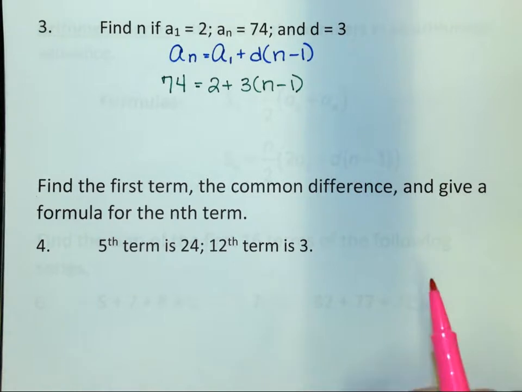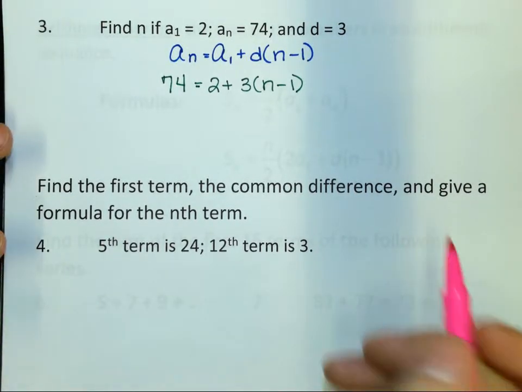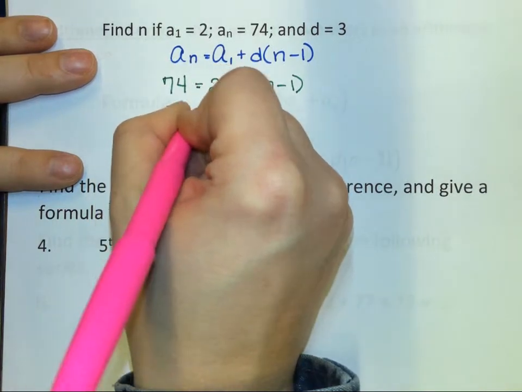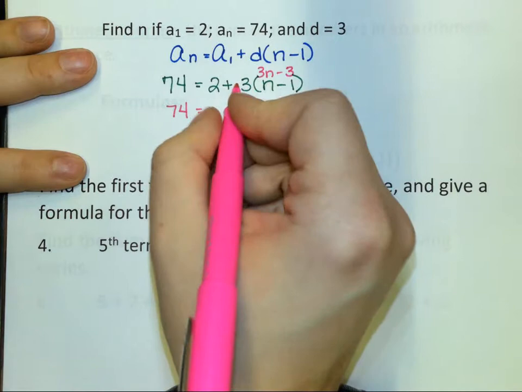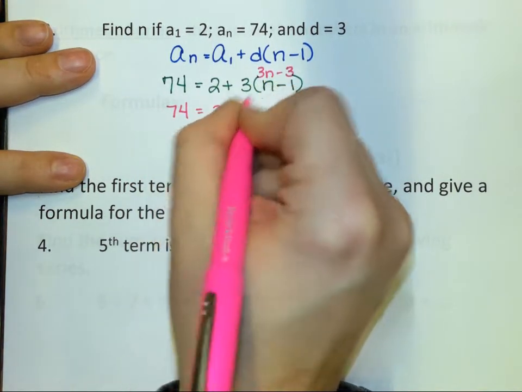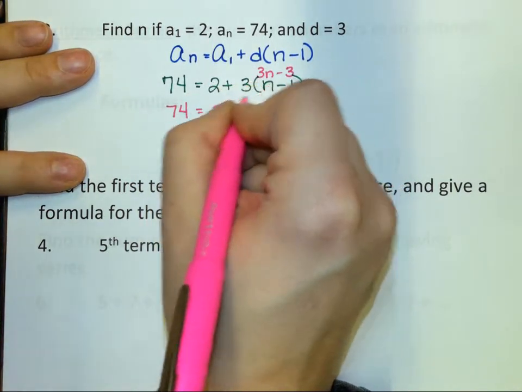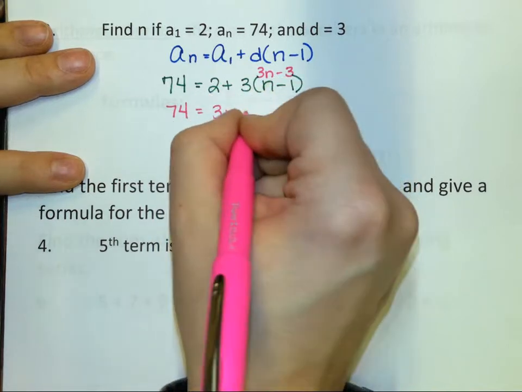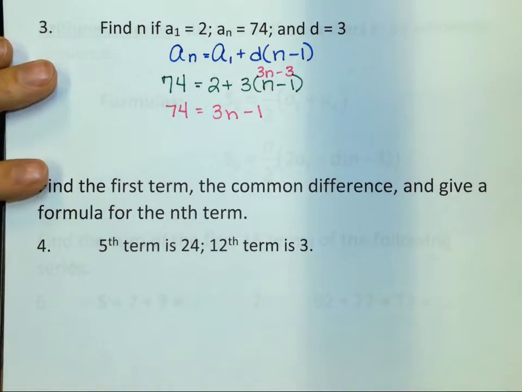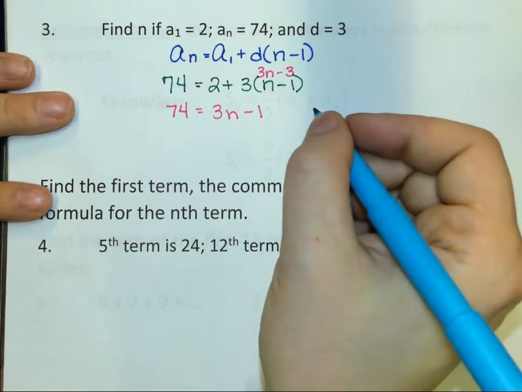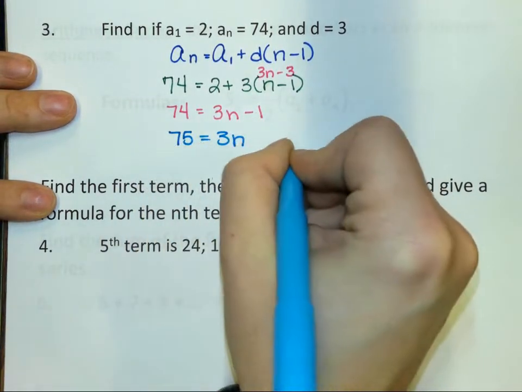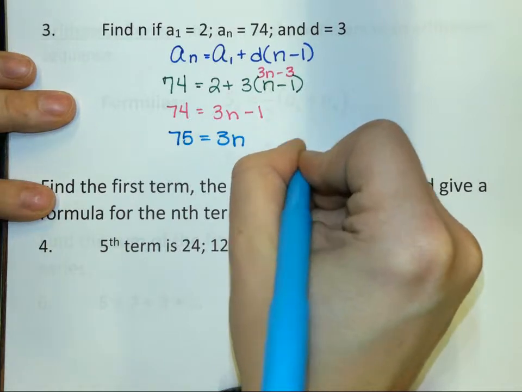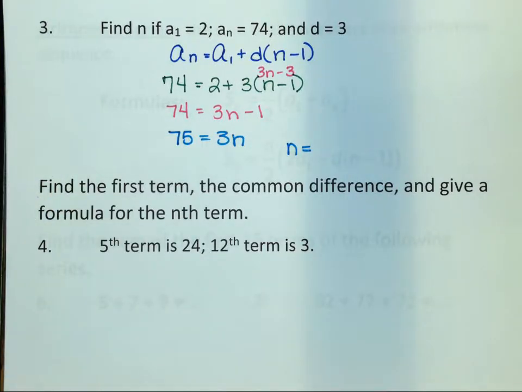There are a lot of different ways that you can solve this. Somebody tell me what you want to do first. Distribute. Okay. So 74 equals, this is going to give me 3n minus 3. So that'll be 3n, what? Minus 1. Then what do I do? Add 1. Divide by 3. What is n? 25.